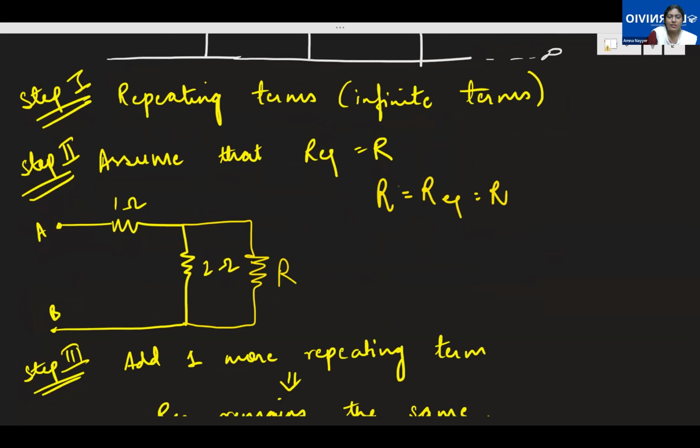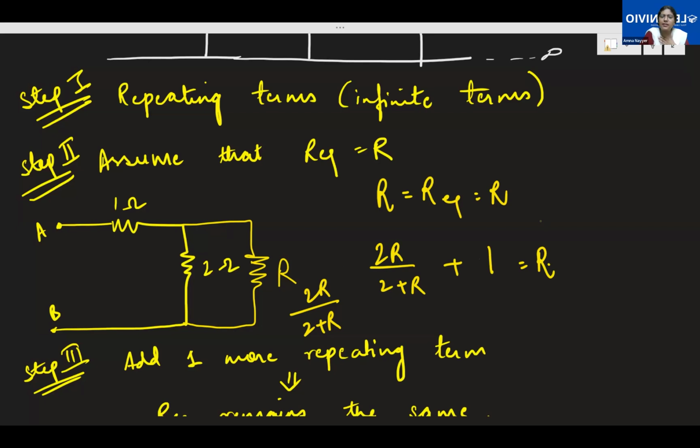So you can frame the equation. See, 2 ohm and R are connected in parallel. That makes it 2R by 2 plus R. And this 2R by 2 plus R will be connected in series with this, because if you remove this, then 2 will be in series. So you can say 2R by 2 plus R plus 1. This plus 1 is finally still equal to R. It means just adding one small repeating term doesn't affect your final answer, which you assumed initially.